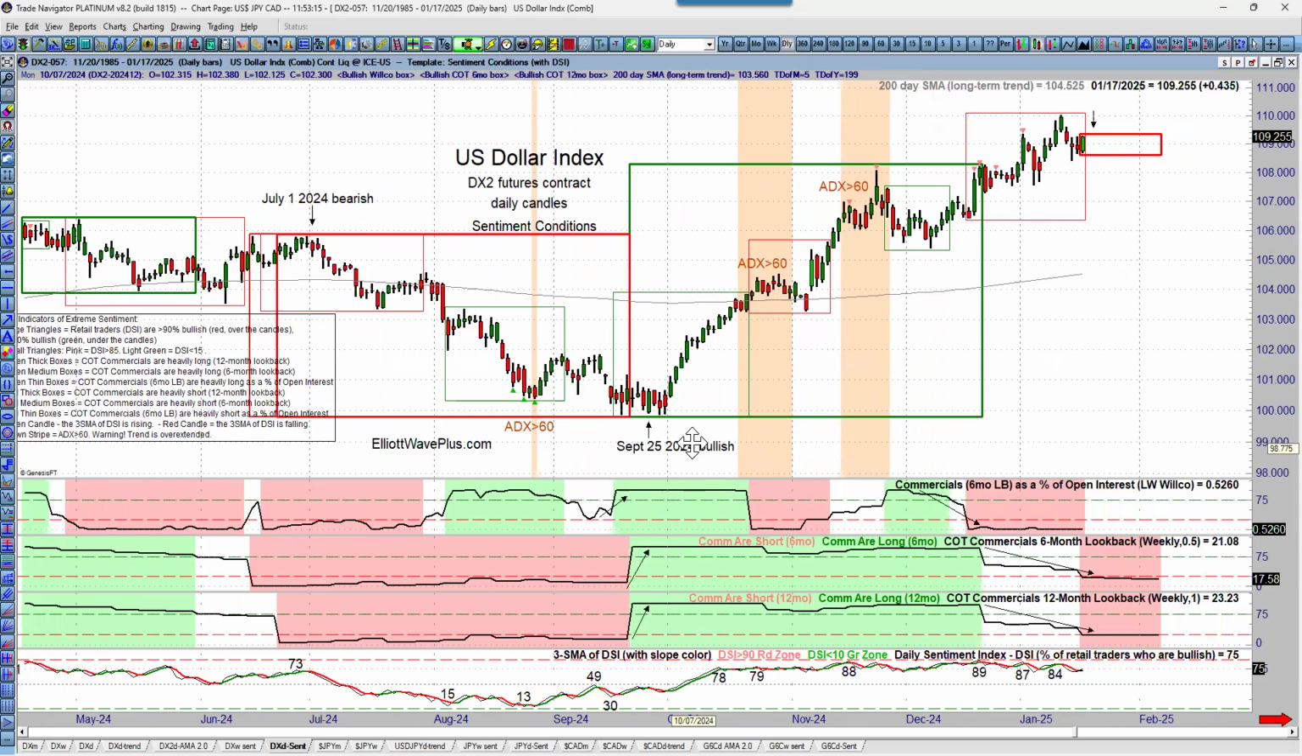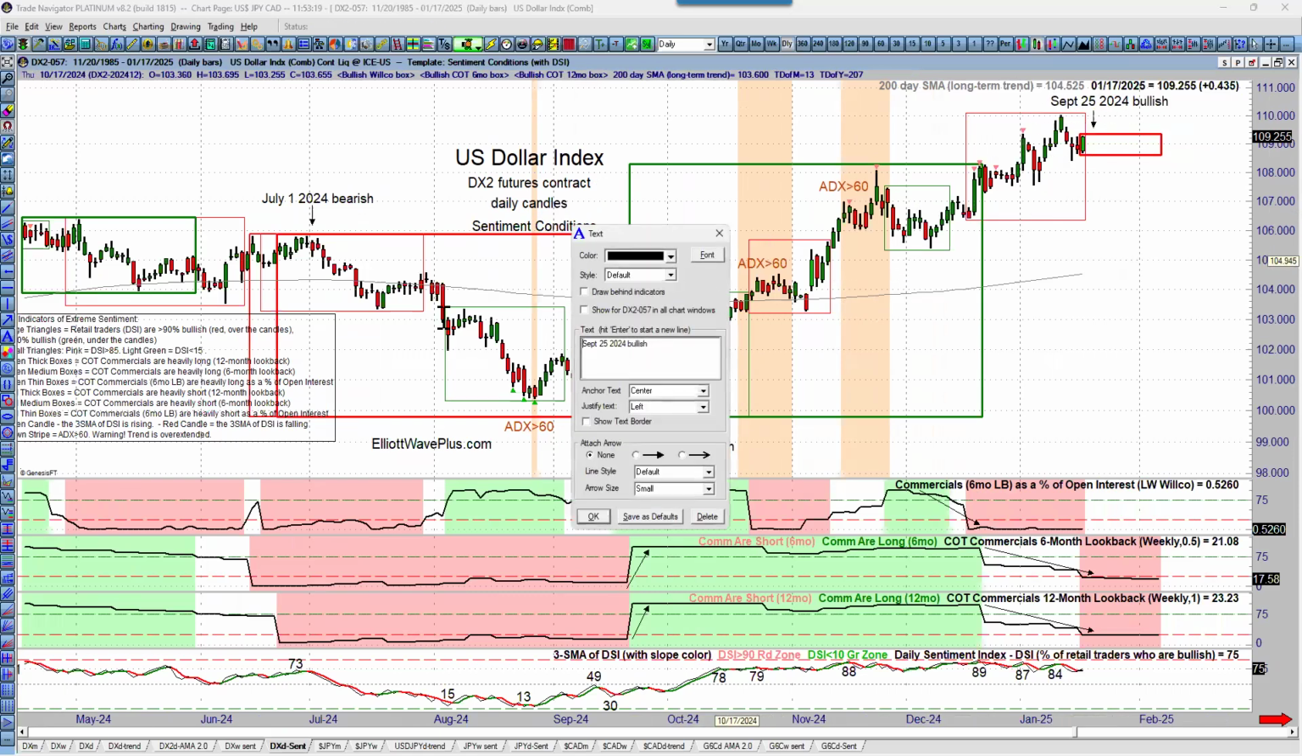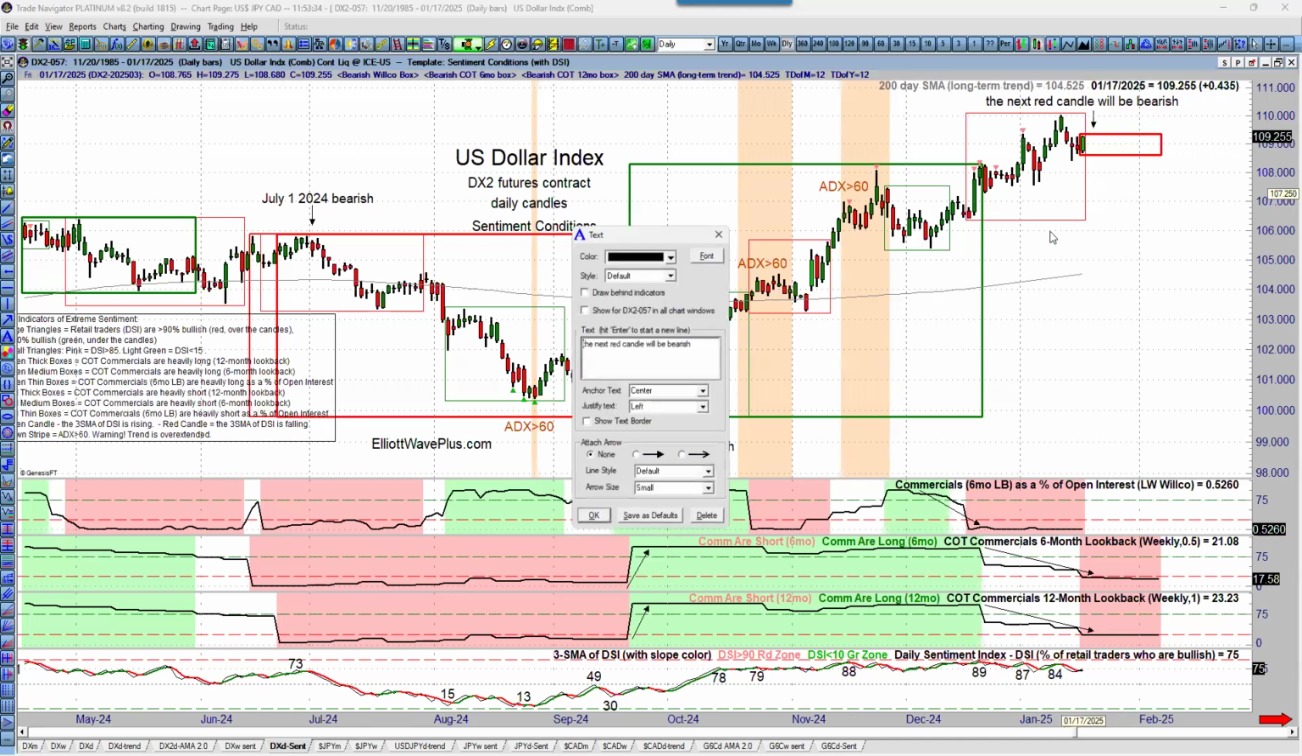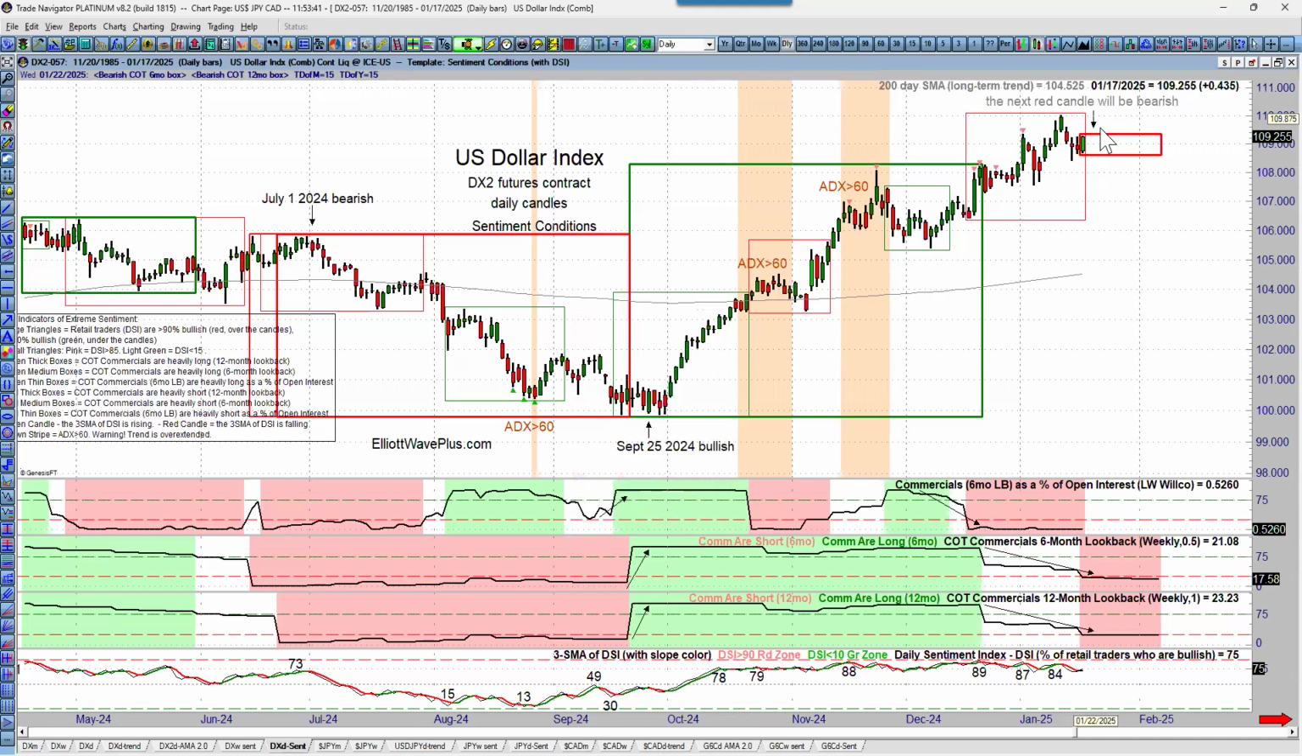So the next red candle will be bearish. It will basically indicate that we have a full storm of bearish spread on the daily chart. And weirdly, we already have it, a perfect storm of bearishness on the weekly sentiment chart.